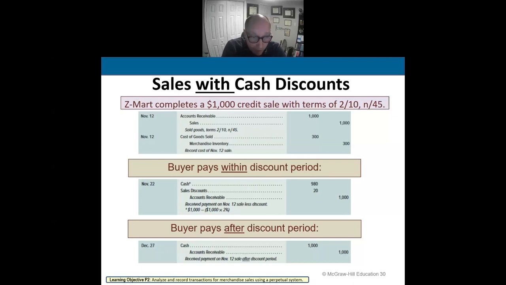Now, what if my customer pays me after the discount period? Well, it's simple. They're going to pay me $1,000 in cash and credit their account by $1,000.